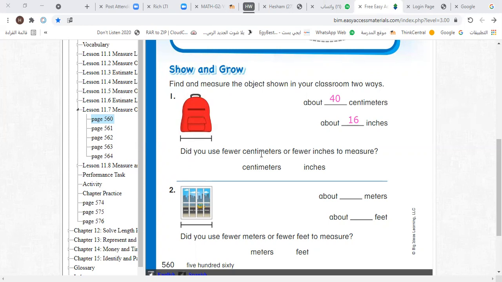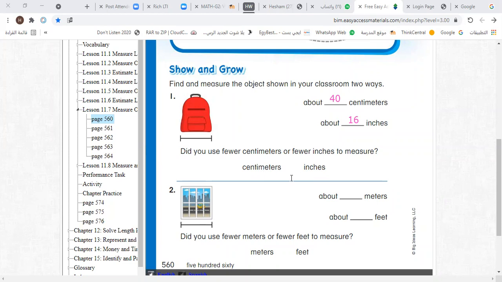did you use fewer centimeters or fewer inches to measure? Which one is fewer, centimeters or inches? Here, grade 2, 40 centimeters, 16 inches. So which one is fewer, the number of centimeters or the number of inches? I'll choose now the super one whose name is Khalid Zuraiqat. Khalid, how are you? Fine, thank you. Khalid, did you use fewer centimeters or fewer inches to measure?